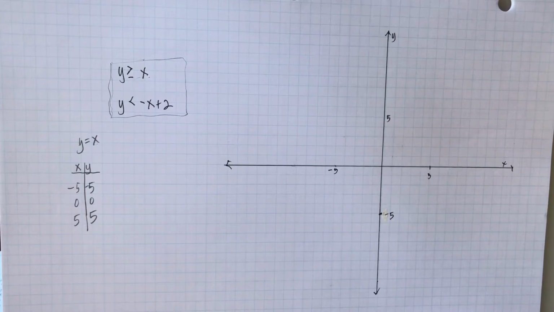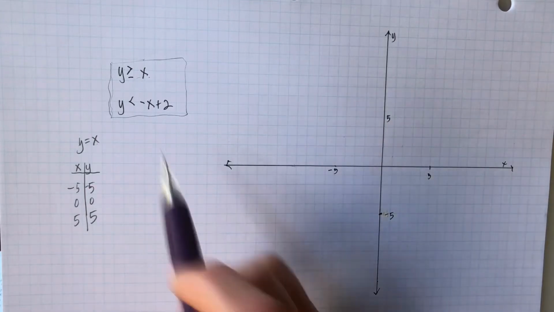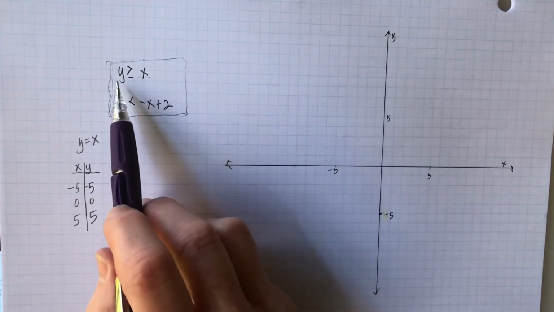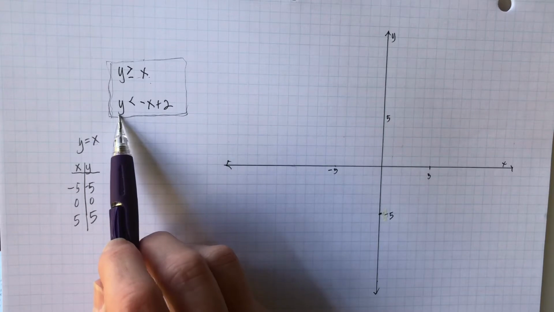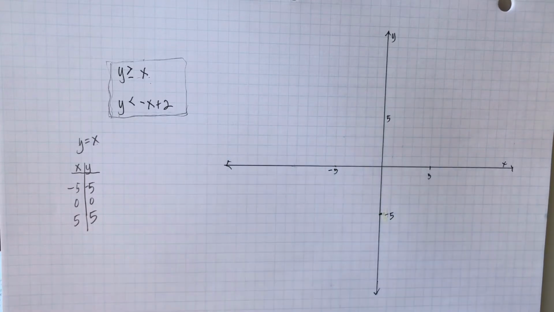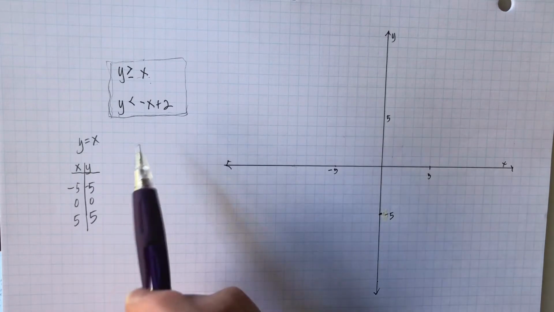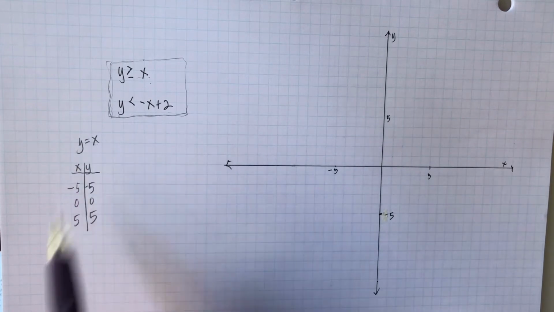So let's look at a homework problem that asks you to graph this system of inequalities. So we've got two inequalities here, y is greater than or equal to x, and y is less than negative x plus 2. So I like to graph these by rewriting them as linear equations, not inequalities. Makes it easier to see what to do with those.